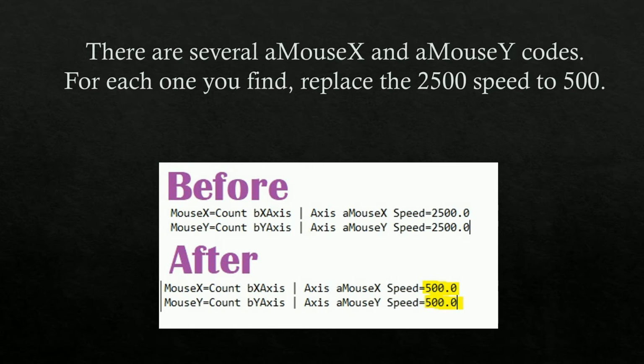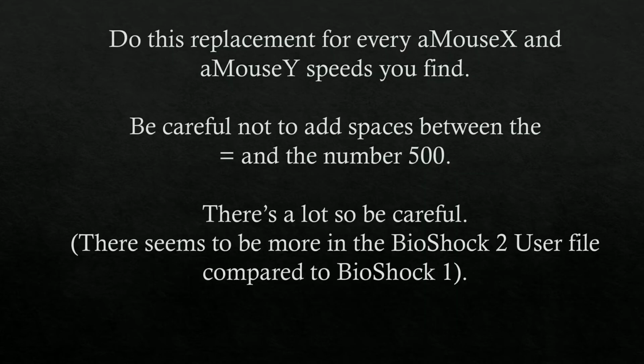Don't close down your Control F box. You're going to find that there's several rows with this A Mouse X and A Mouse Y, and you're going to have to replace a lot of 2500s with the number 500. I think there was around 40 in the BioShock 1 user file, and I noticed the BioShock 2 user file had way more, so that one took forever. When you're doing this, just be careful not to mess it up. Take your time, get it right the first time, that way you never have to go in here again.